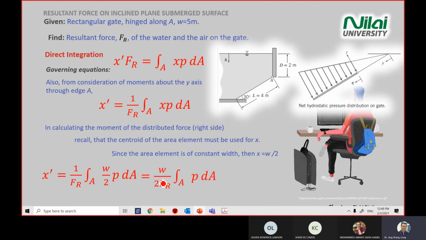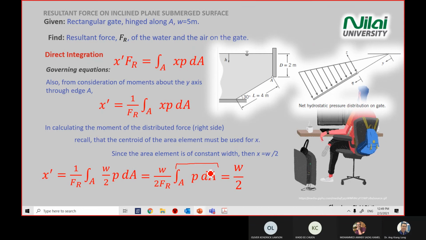All right, so you have w divided by 2 FR, integrate p times dA. You know that the integration of p dA over A is equal to FR, the resultant force. So the resultant force cancels with the resultant force, and you get w divided by 2.